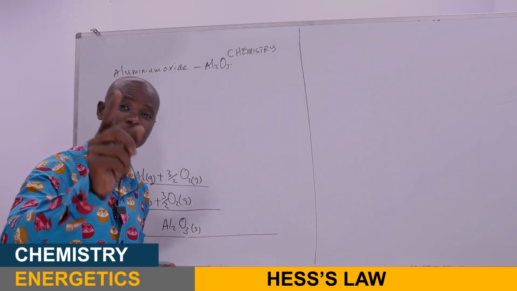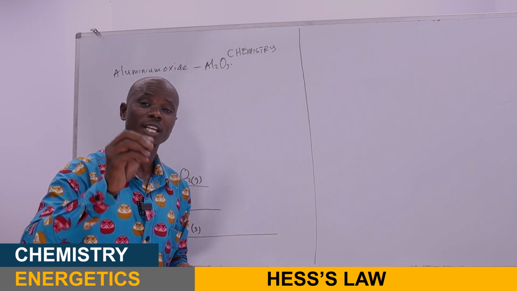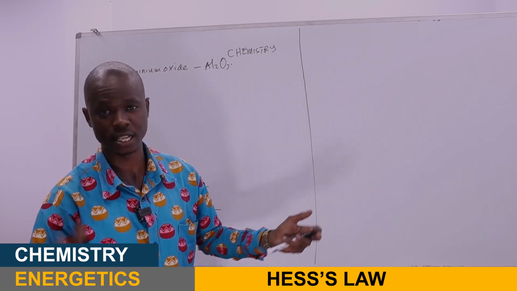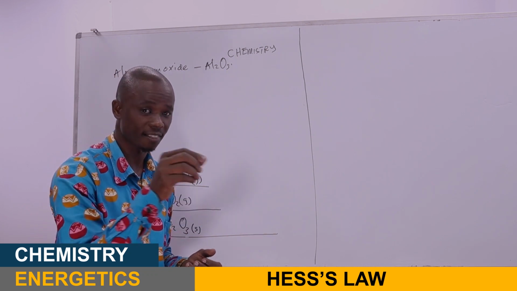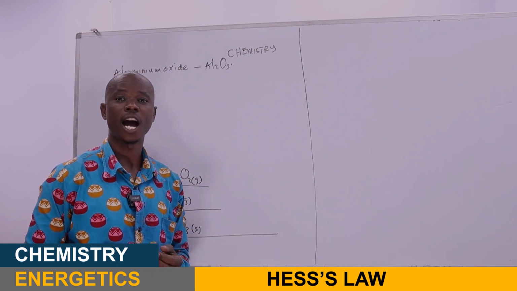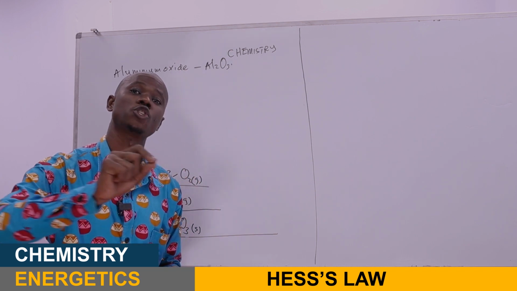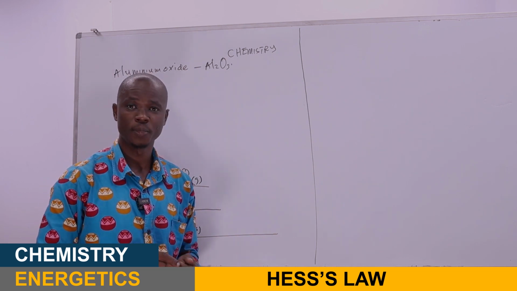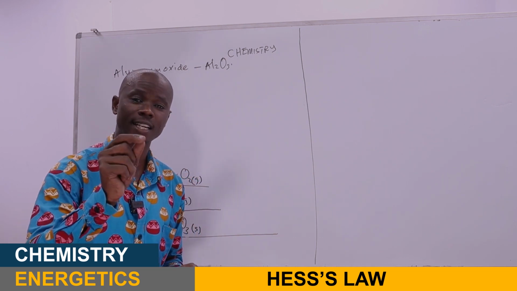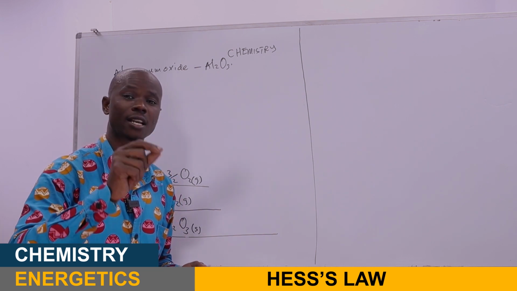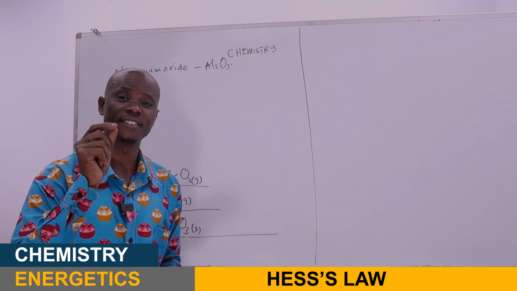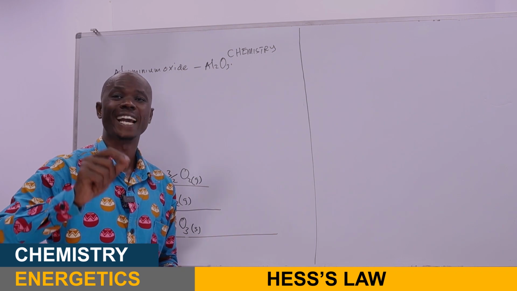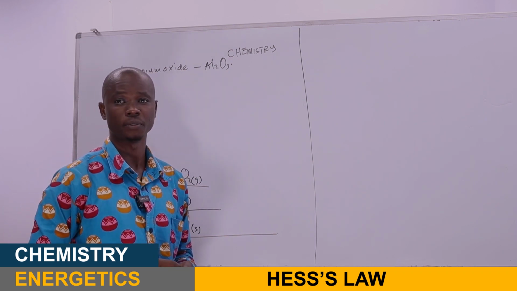Now, because I said that aluminum will lose 3 electrons, losing 3 electrons is a stepwise process. 3 electrons can't be lost at once. No. One after another. So we have the first ionization energy. That means the first electron is removed from a gaseous aluminum atom. We have the second ionization energy. That means the second electron is removed from a gaseous aluminum ion. We have the third ionization energy. That means the third electron is removed from an aluminum dipositive ion.